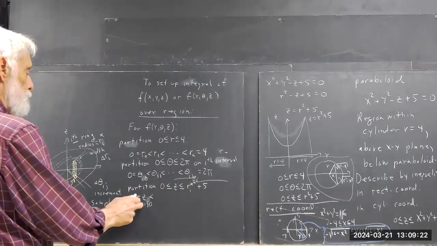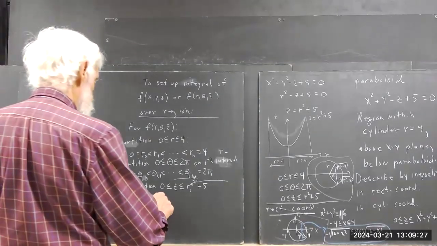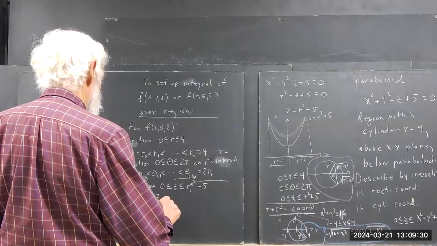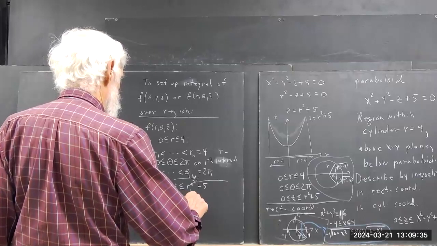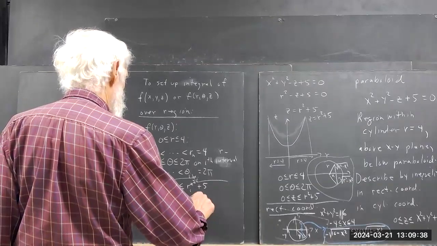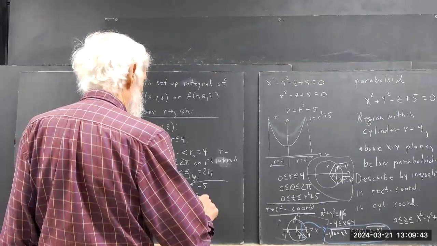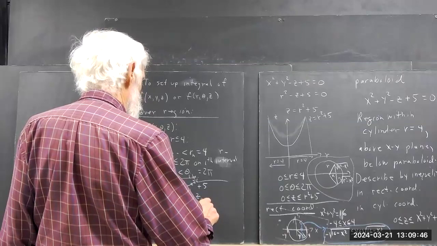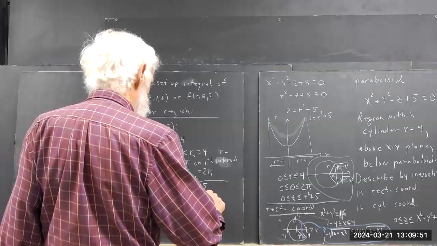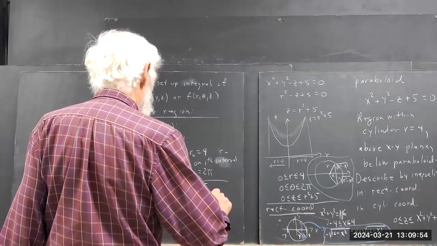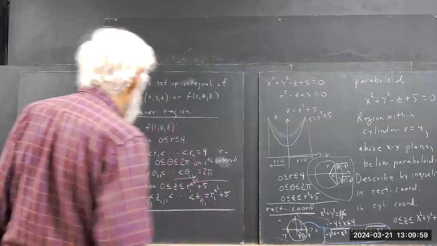I say 0 equals Z_ij, less than Z_ij1, less than etc., less than Z. P sub ij equals R_i star squared plus 5.